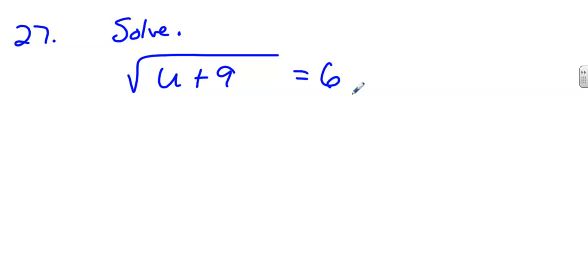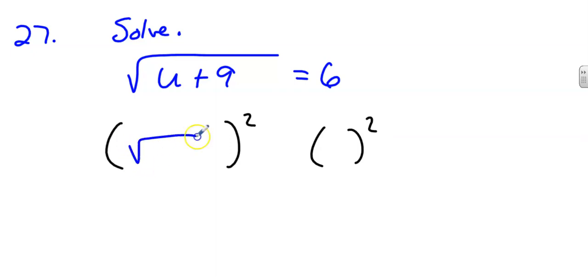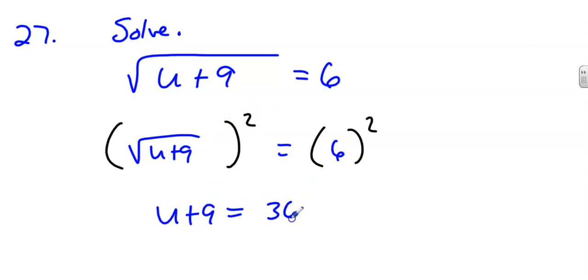If you have a square root, to get rid of a square root, we're going to square one side, and if you square the left side to get rid of the square root, you do have to square the right side so that you balance this thing out. Okay, so when you square the square root, everything cancels. That's going to leave you with u plus 9. 6 squared is 36. Now you've got just a regular equation. Subtract 9 from both sides, and u is 27.